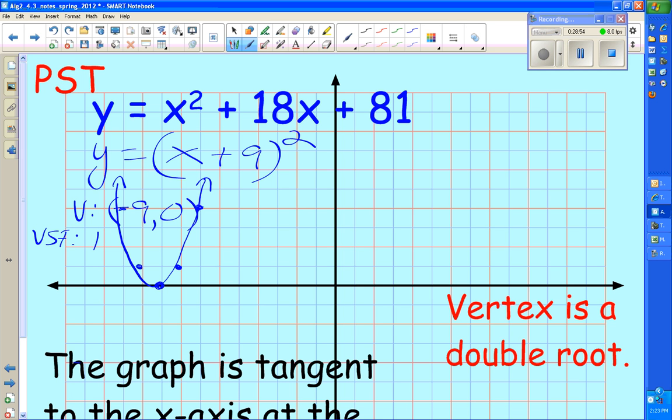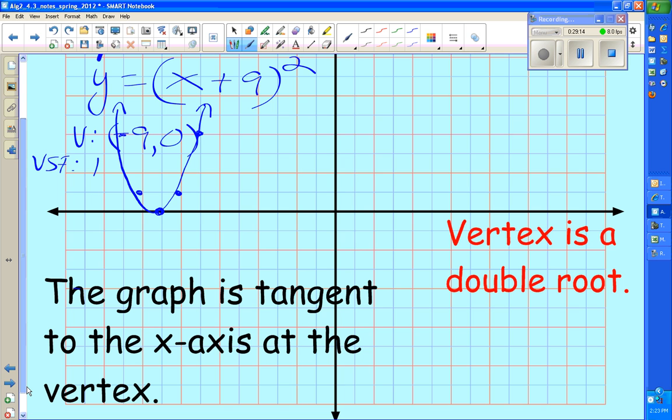That root is called a double root. Whenever it comes down and kisses, it means tangent, it means it's a double root. Or it could be a quadruple root, but for our purposes, in quadratic world, they can't have 4 roots, they can only have 2. When the graph is tangent, you have a double root.